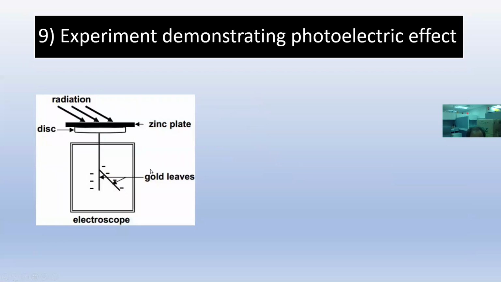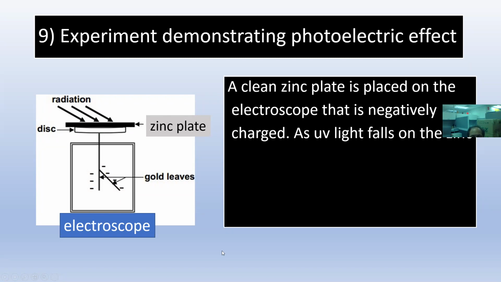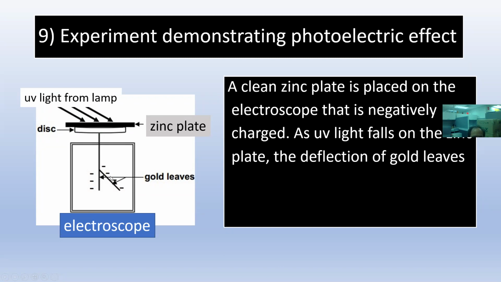Right, we can do an experiment. That is your zinc plate. Usually we will use ultraviolet radiation, and that's your this. Initially, we will charge the gold leaf negative. Electroscope. We usually have to clean the plate first, and then place it on the electroscope, and negatively charge the zinc plate. Then we shine ultraviolet light on the zinc plate. And then we will observe this gold leaf will go down.